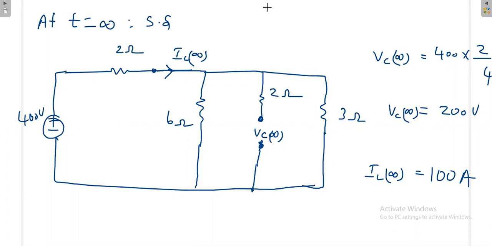Sir. சொல்லுங்க. Sir, the 2 VC infinity போட்டிங்களா 400 into 2 by 4. ஆமா.